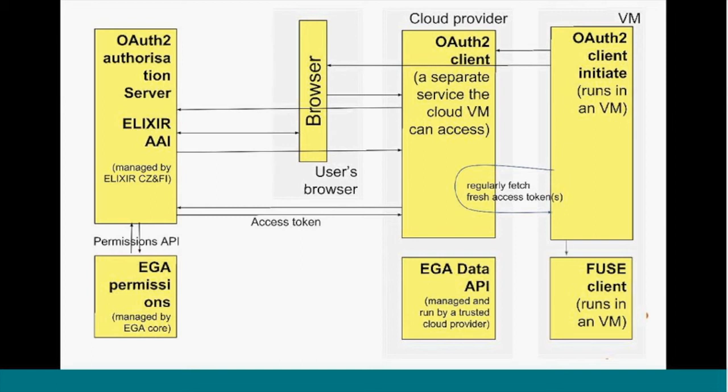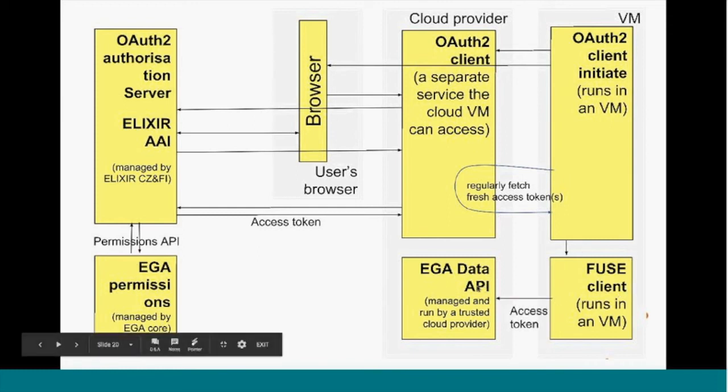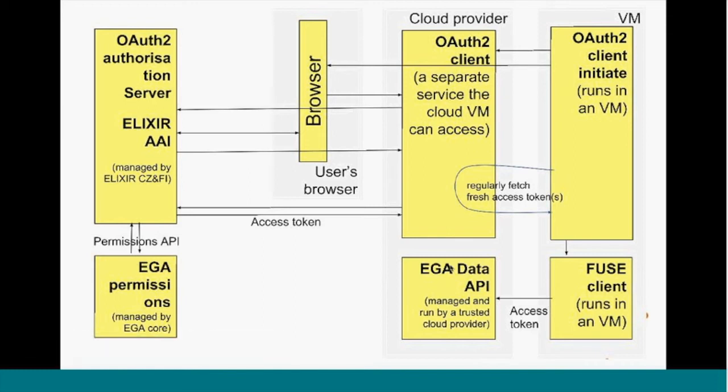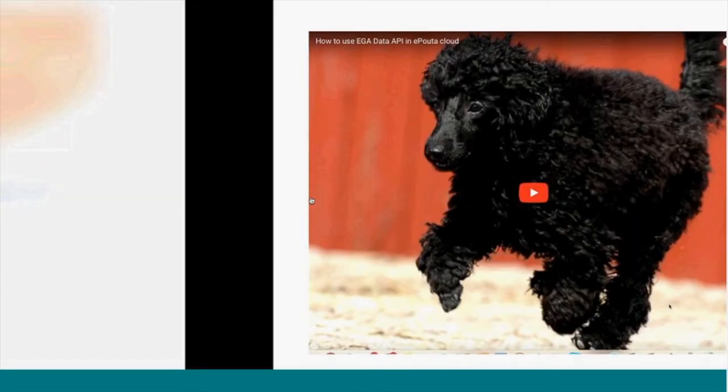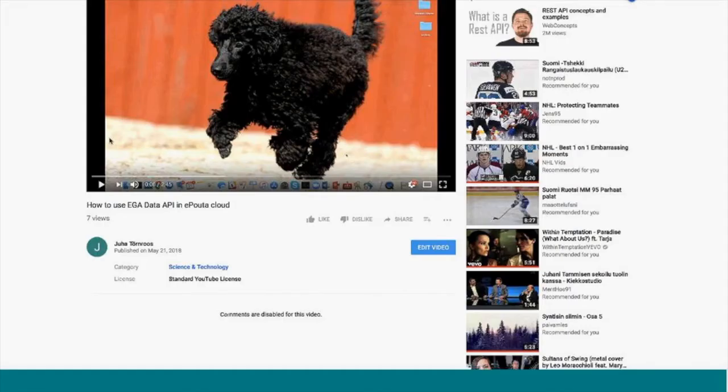And in that virtual machine, the user can use this token with the FUSE client, and the FUSE client will pass this token to the EGA Data API, and the EGA Data API can then provide access to that data. And I have recorded a video of how this works in practice.